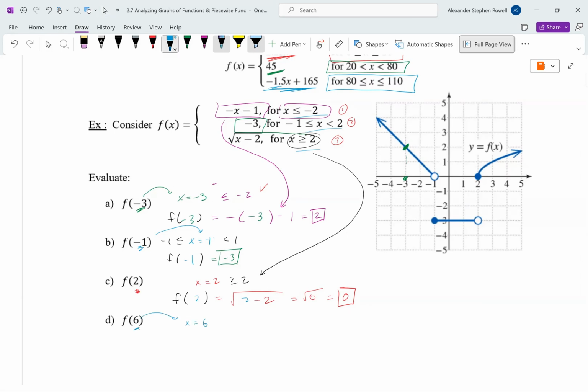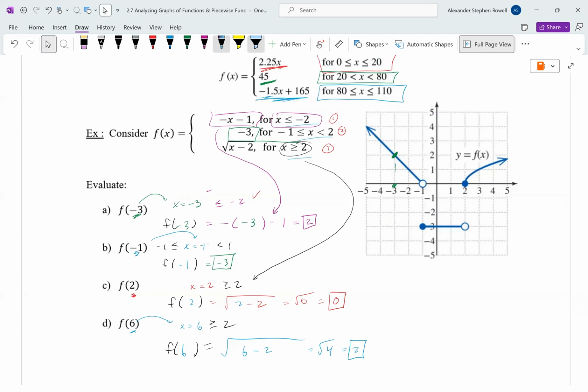Finally, 6 is in which of my intervals? X equals 6 is in fact greater than or equal to 2, so it's in the third. So f of 6 is equal to the square root of 6 minus 2. Square root of 4 is 2. Any questions about this? Yes.